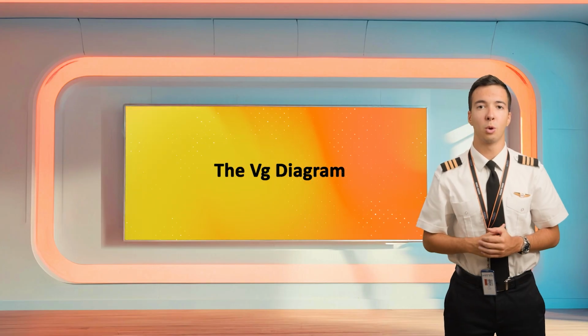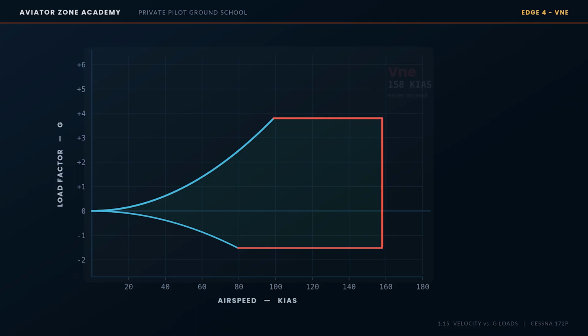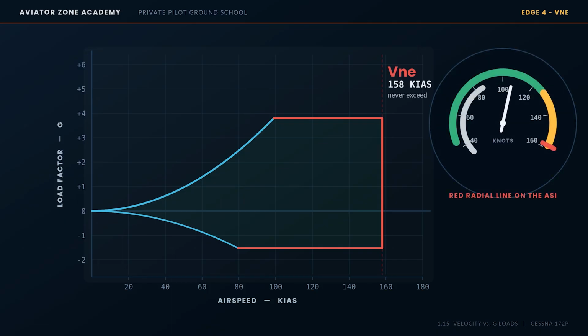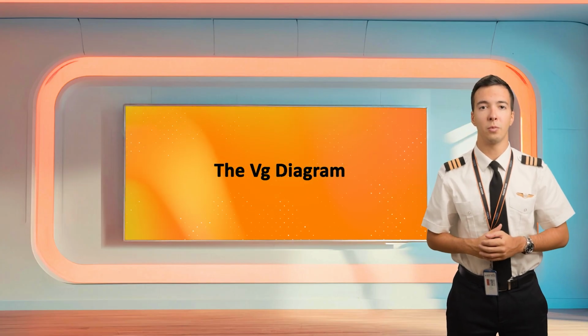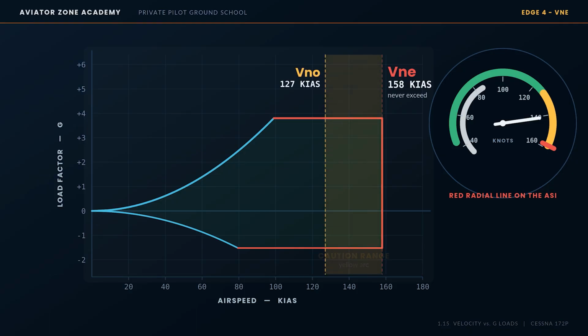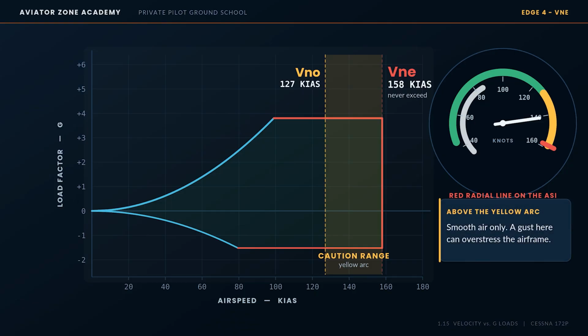And on the right is a vertical line, Vne, the never exceed speed. On the 172 Papa, that's 158 knots. The red radial line on your airspeed indicator. Note too that the caution range starts at Vno, the maximum structural cruising speed, 127 knots on the 172 Papa. Above that yellow arc, fly only in smooth air.